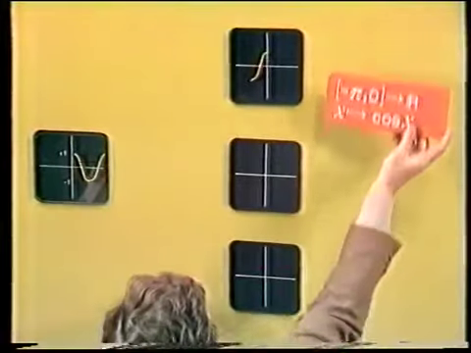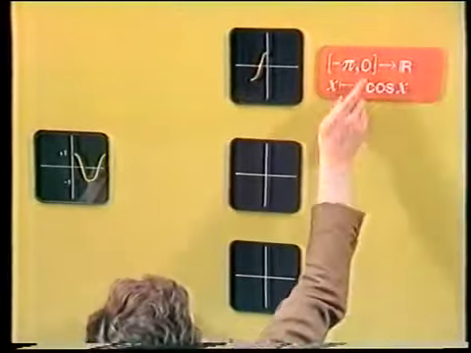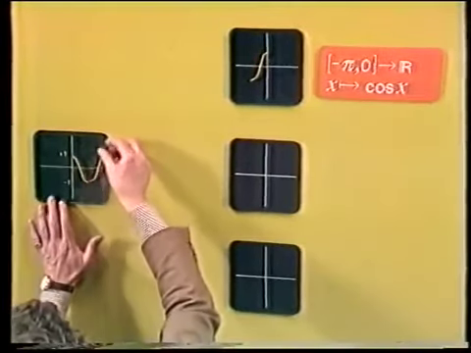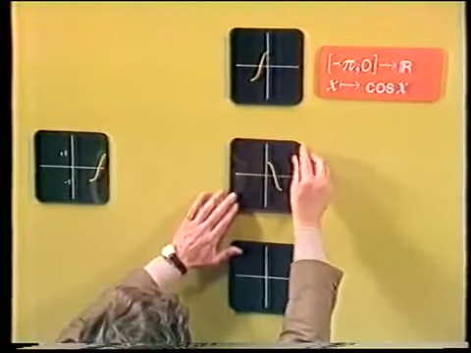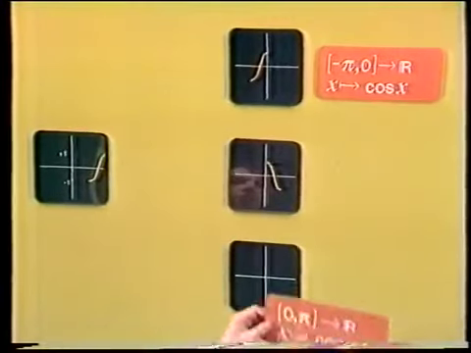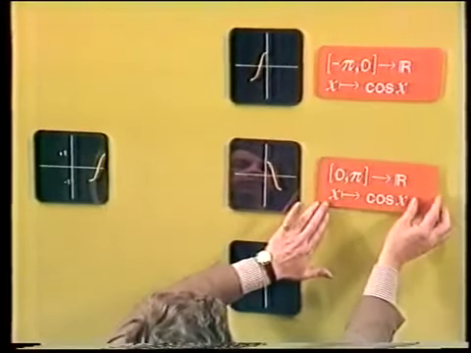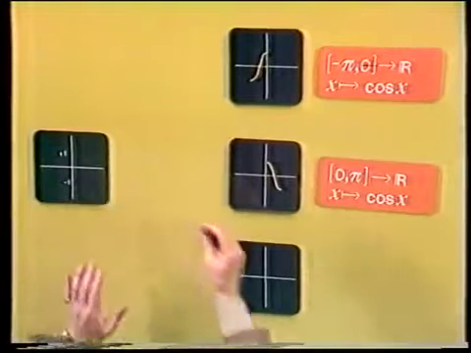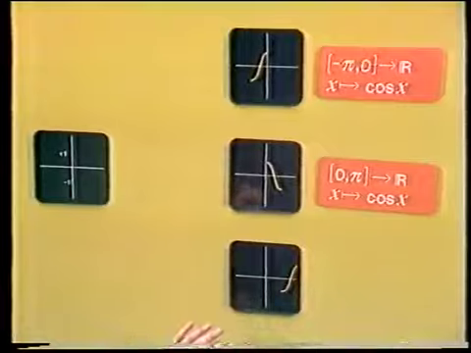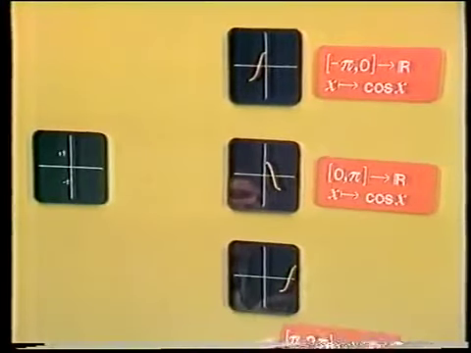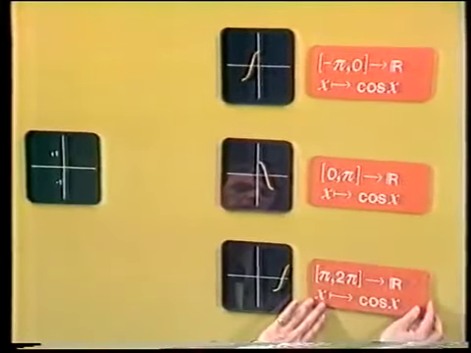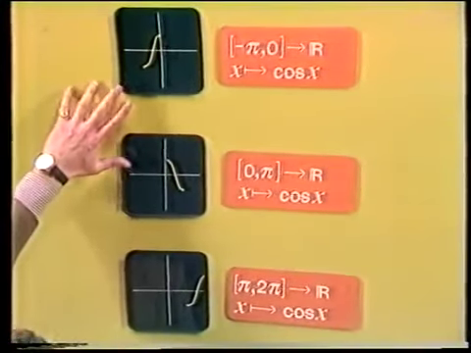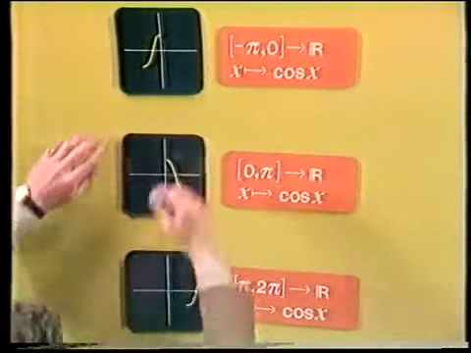That function will have domain minus pi to 0. Or we could take the next bit. That again has got the full image set, -1 to 1, and this time the domain is 0 to pi. And finally, I could take this third little bit here. Again, we get the full image set, -1 to 1, and the domain this time is pi to 2 pi. Each of these bits is 1-1. Each of them I can calculate an inverse for.